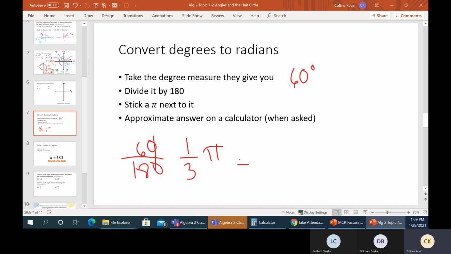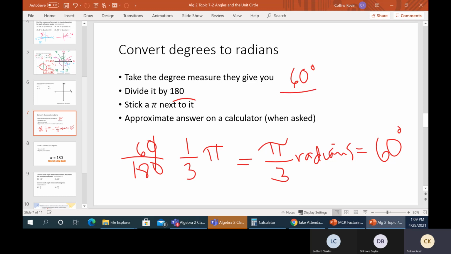Now, for some reason, they don't want to write that extra 1, so they would write this as pi over 3, okay? So pi over 3 radians equals 60 degrees. But that's how you do it. Whatever they give you, divide it by 180, stick pi next to it, reduce the fractions if you need to, or if they want to approximate it on the calculator, do that.